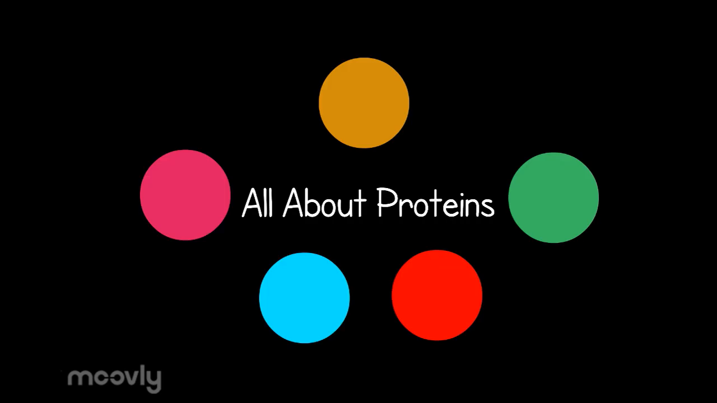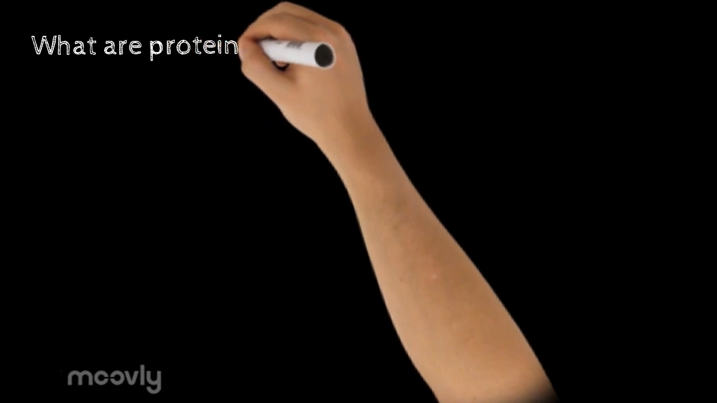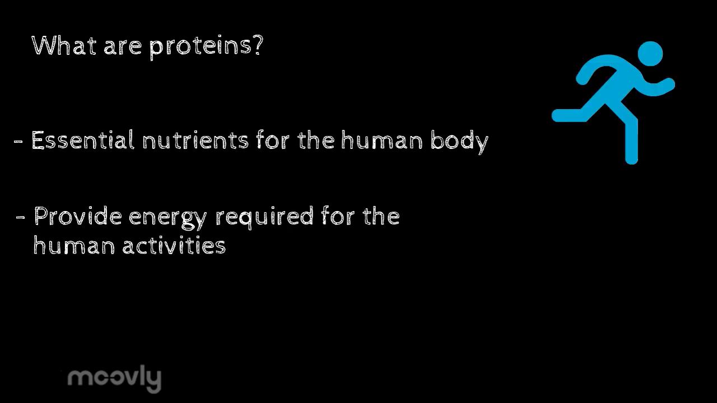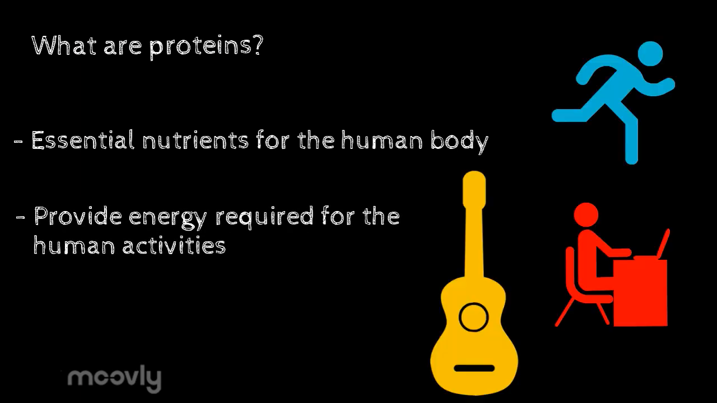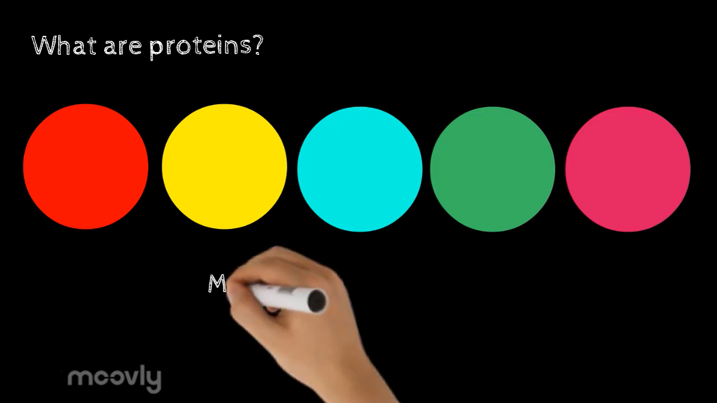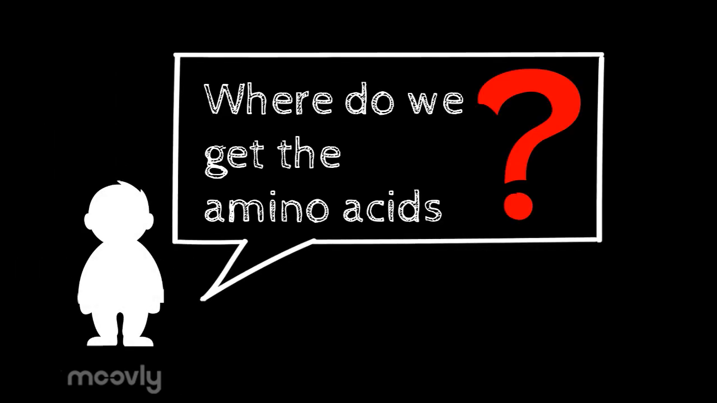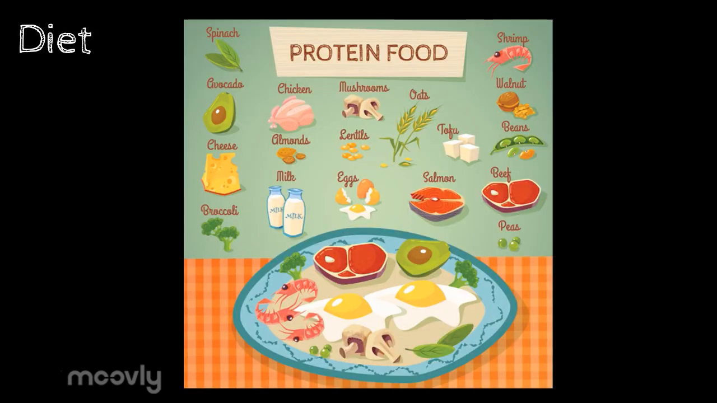So you might be wondering, what are proteins? Basically, they are essential nutrients of the human body as they provide energy required for activities such as running, working, and playing music. They are also made up of amino acids, which is represented by these circles. So, where do we get the amino acids? Well, we get them in our diet from things we eat, such as eggs, salmon, and chicken.